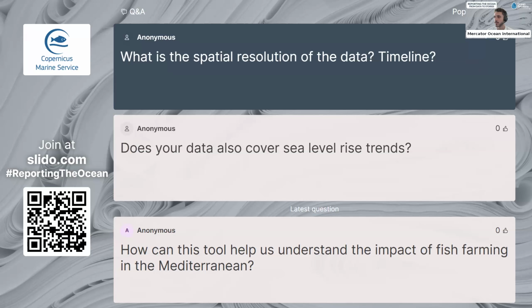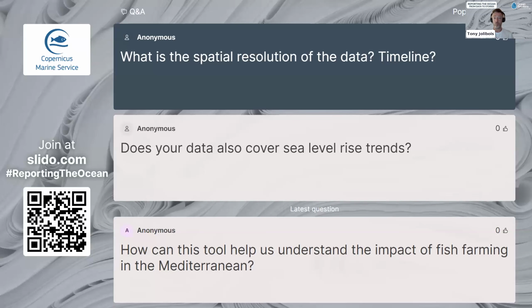What is the spatial resolution of the data and the timeline? So there are more than 300 products in the Copernicus Marine catalog. So there are a lot of different spatial resolutions, but the maximum, I think, in the Copernicus Marine catalog should be 1/36 degrees of resolution. There are many spatial resolutions depending on the product, the data set, and so on. That is information that you can access through the product sheet.